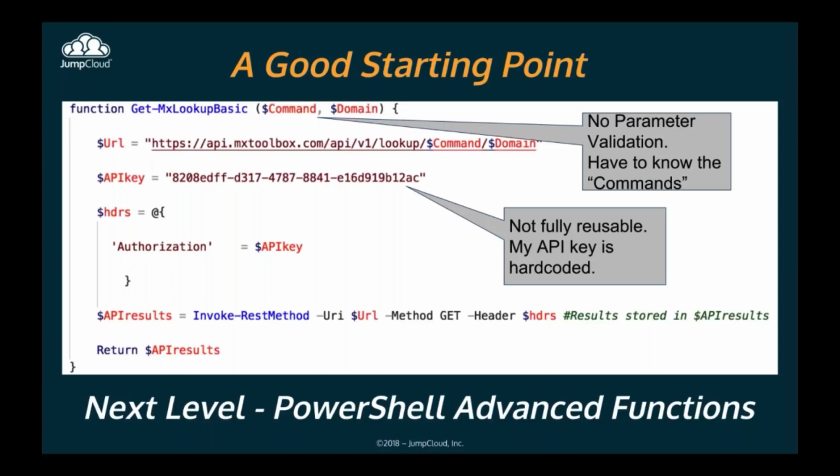Well, for one, the command argument that we have here, that idea of like, hey, I want to find the blacklist, or hey, I want to find the A record, there's no validation that lets us know what commands are available. So that's kind of a bummer. Additionally, I made this not completely reusable. So this function hard codes my API key. That's not very cool. And if I were to release this or share this, I wouldn't want to, because I'd be sharing it with friends. Our API keys have to be things that we always keep secured, and we don't ever want to hard code those into things. So let's look at if we can convert this basic function into an advanced function.